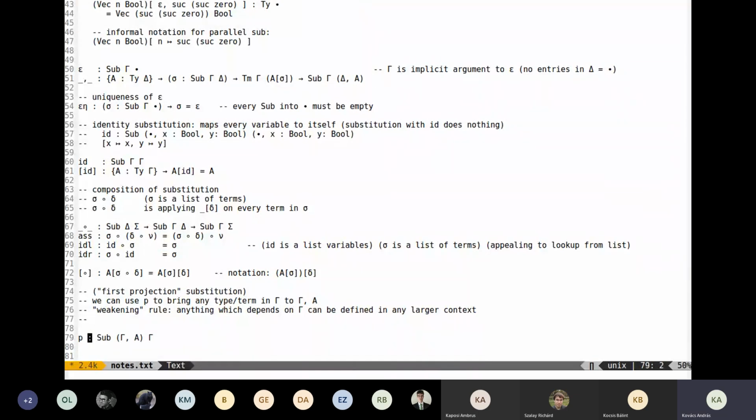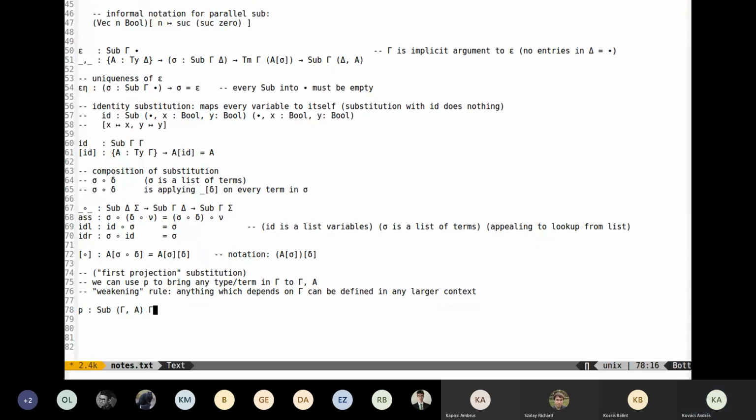And in this case, we can only use P to weaken things in gamma to gamma extended with A, but of course we can also use P several times, so we can use P repeatedly to also bring things from gamma to some larger delta. Okay, so we have this P.